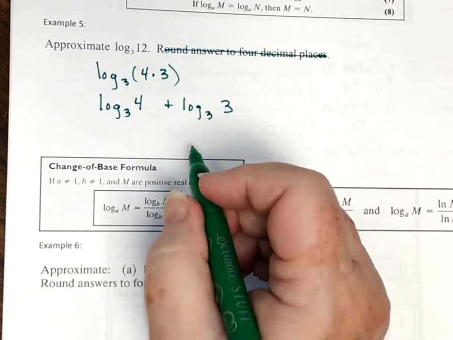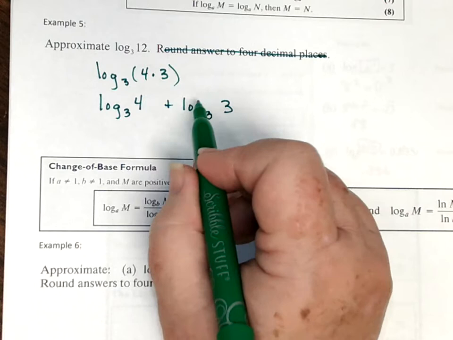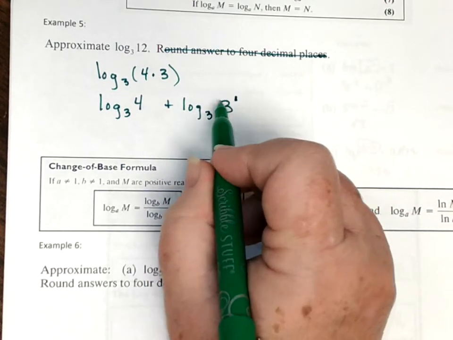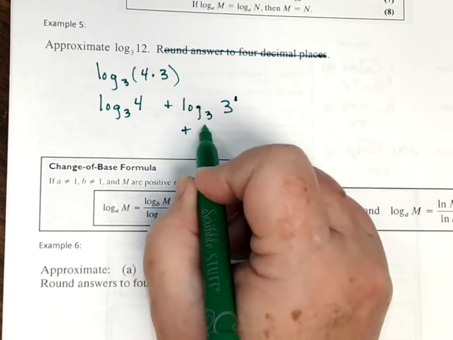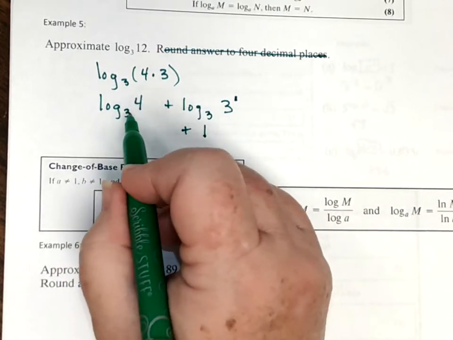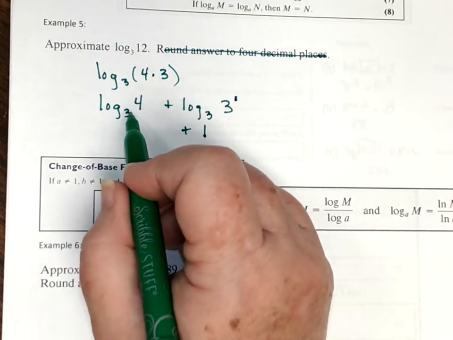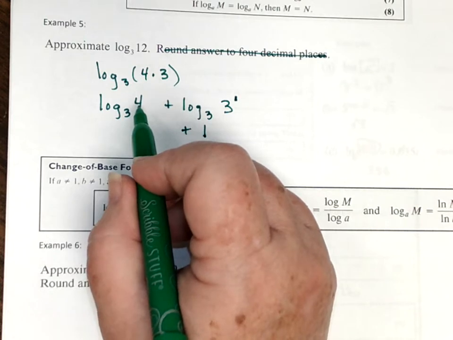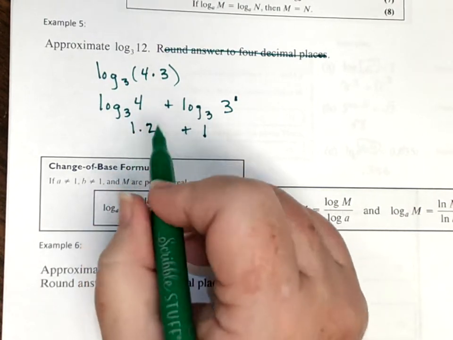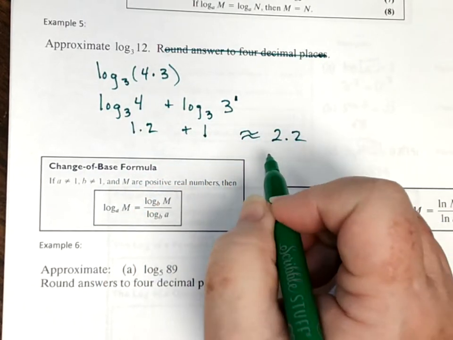Now, why would I want to do that? Because do you see how this matches right here? Remember that this whole thing is equal to whatever the exponent is there. Well, what is that exponent? That's equal to 1. So log base 3 of 3 is equal to 1. Log base 3 of 4: 3 to the first power is 3, 3 to the second power is 9. So that's just a little bit bigger than 1. So this is approximately 2.2.